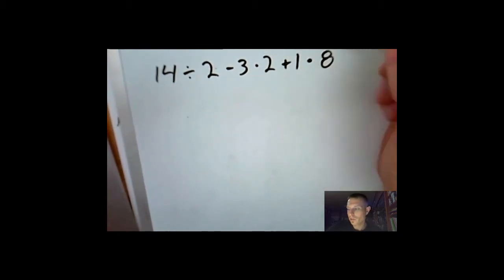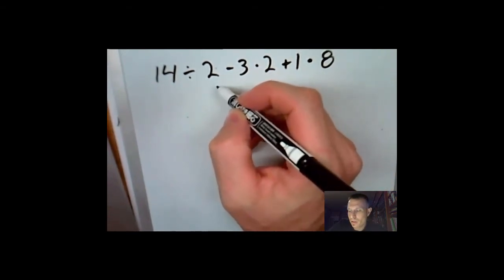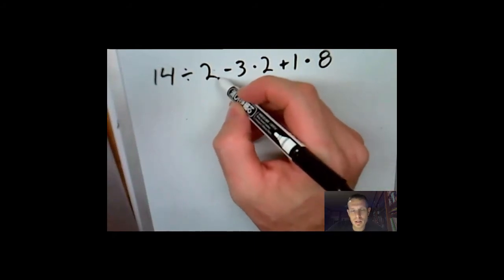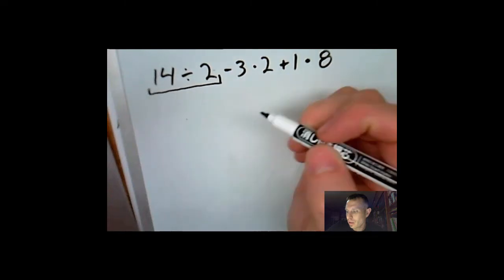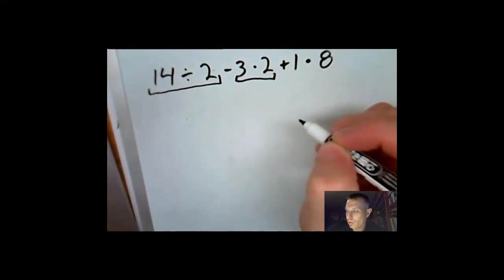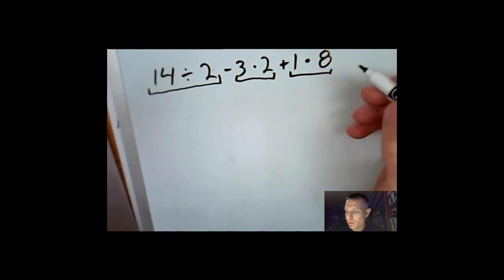So we'll work from left to right. You see the first operation. There are no parentheses. There are no exponents. So we see 14 divided by 2. And later on we have 3 times 2. And here we have 1 times 8. So let's go ahead and do those.